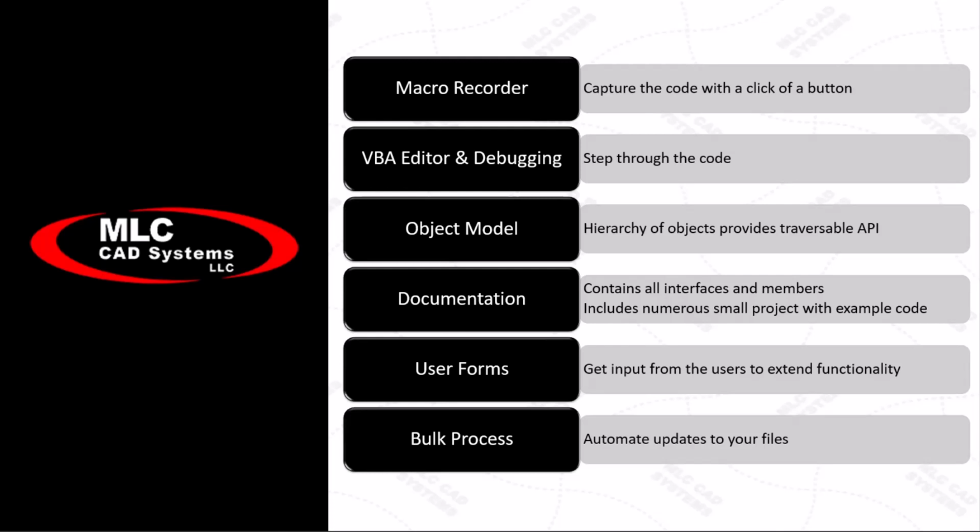Introducing UserForms in your macros is also a great way to extend the functionality and get that user input. Sometimes maybe it's not possible to programmatically select a face and you need that input from the user. And finally, we saw with the bulk process, the real key there is using the Dir command to iterate through the files within a given folder.